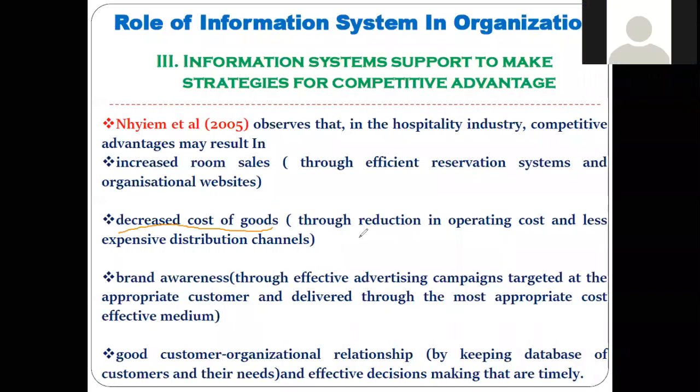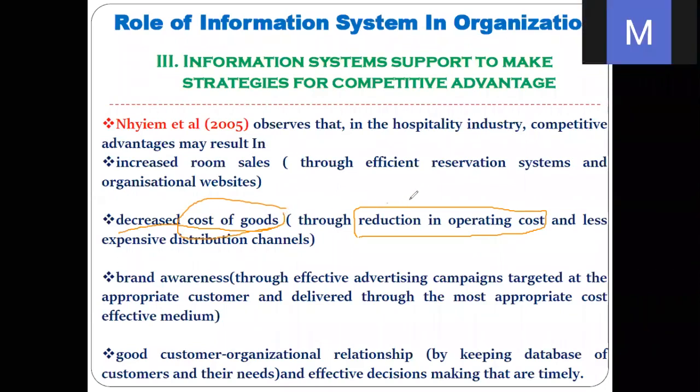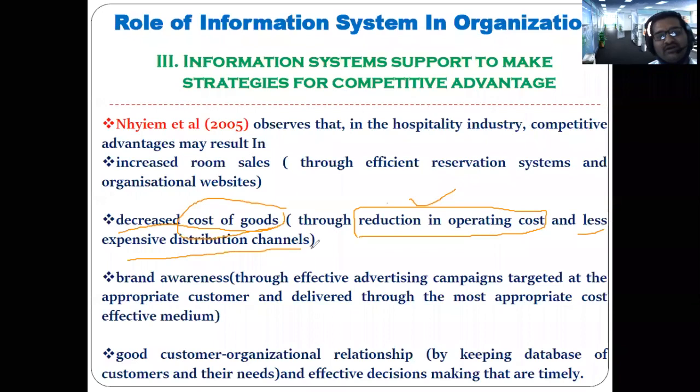Another way is the reduction in the operating cost. If the reduction in the operating cost happens, automatically the cost of goods will also become less. Yes or no? Yes. What do you mean by reduction in the operating cost? Reduction in the operating cost and less expensive distribution channels. Can anybody tell me the meaning of these? And if anybody tells me an example, then it will be very good.